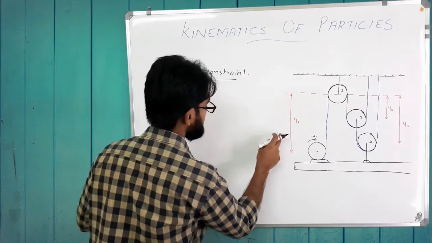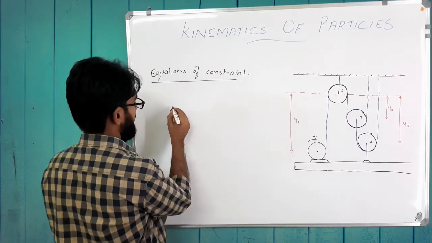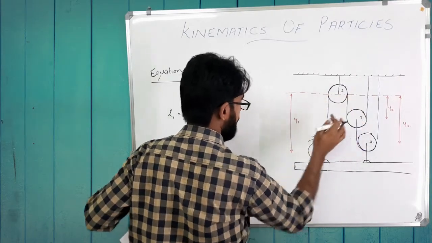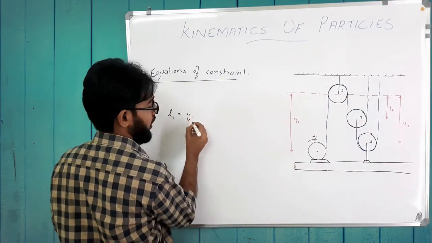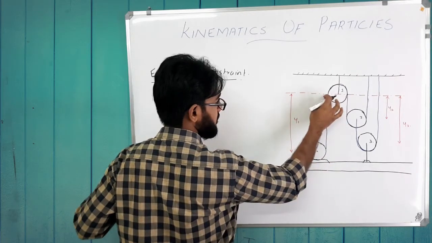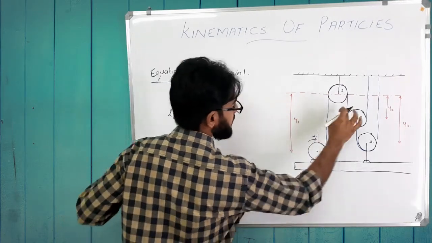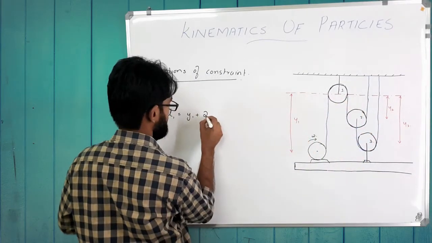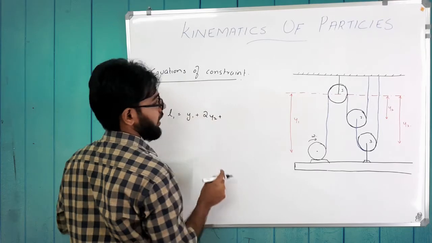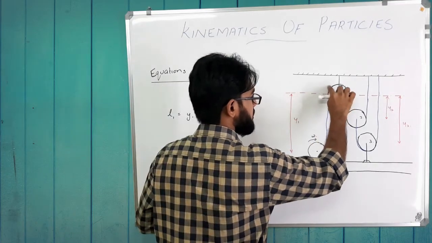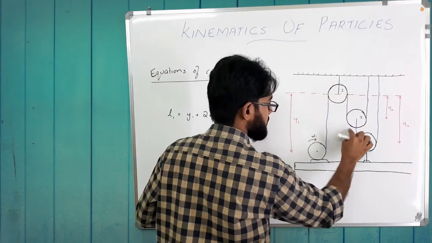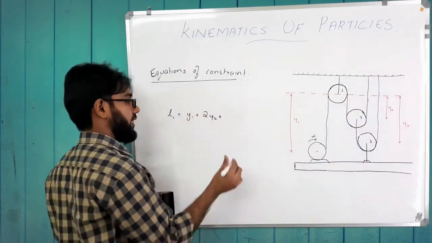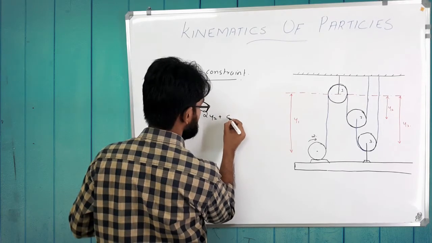The first equation: L1, the first length of the chord, equals y1 plus 2 times y2, and the rest of the portion, this corresponding length, this corresponding length, and this corresponding length, are constant. So I can write a constant here, C.